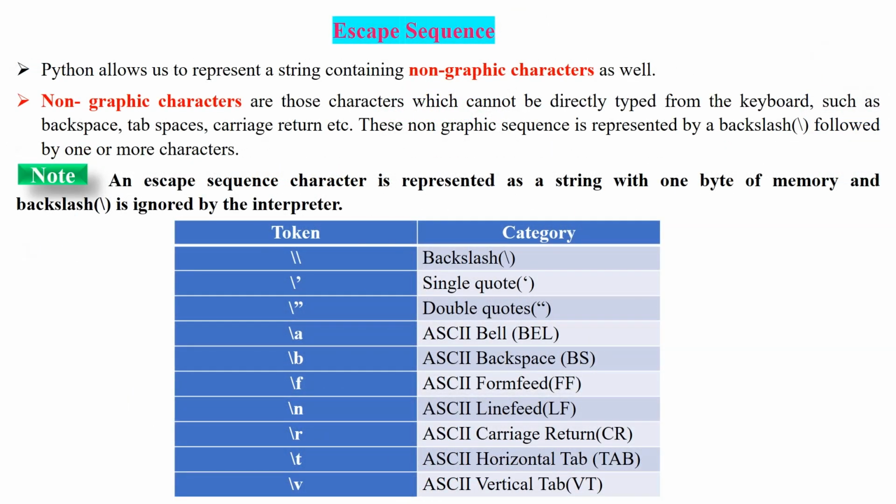Here, we can learn about the escape sequence. Python allows us to represent a string containing non-graphic characters as well. Non-graphic characters are those characters which cannot be directly typed from the keyboard, such as backspace, tab spaces, carriage return, etc. These non-graphic characters are represented by a backslash followed by one or more characters. An escape sequence character is represented as a string with 1 byte of memory and the backslash is ignored by the interpreter. Now you can pause the video and read the contents in the tabular form.